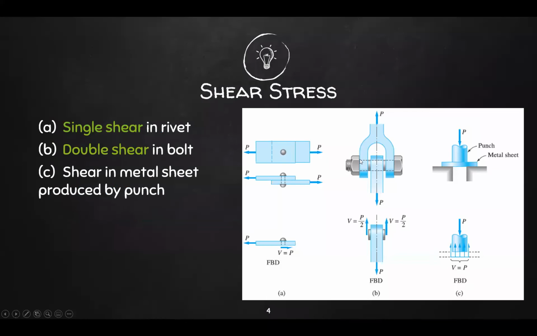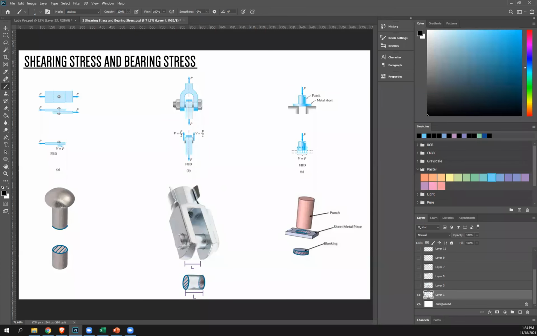Now, shear stress can also be categorized as follows: your single shear in rivet and double shear in bolt. This is your rivet, this is a lap joint, and this is your free body diagram. This is your bolt, and this is your free body diagram. And the last type is shear in metal sheet produced by punch, which is what you see here. Now, to better explain, let's have these illustrations. So once again, single shear, double shear, punching shear.